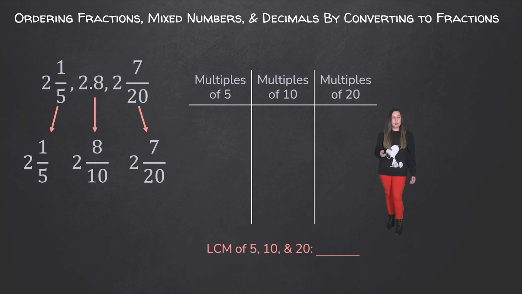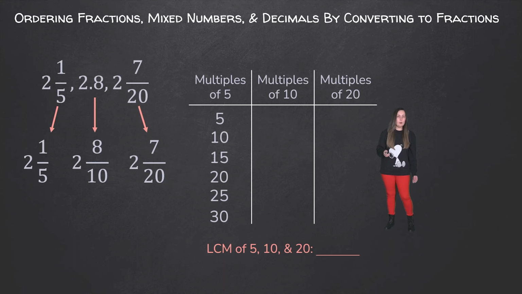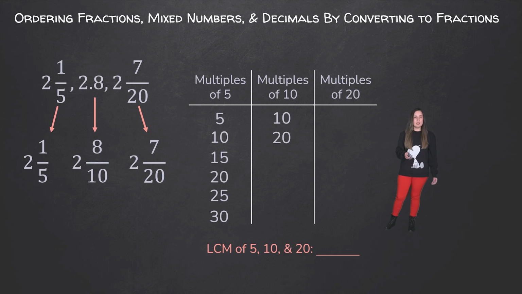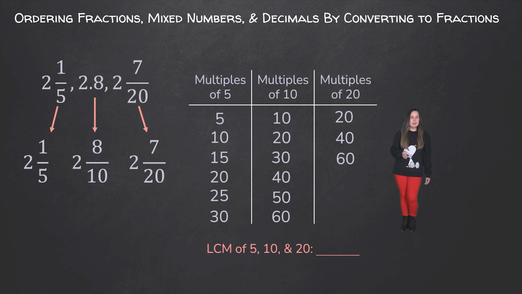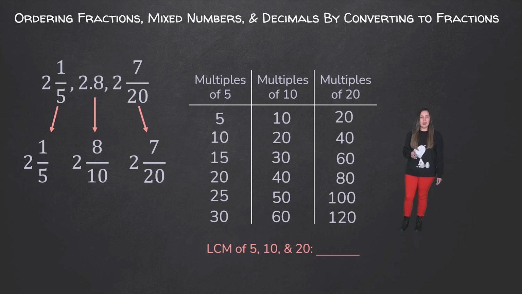So we're going to find our multiples of 5, 10, and 20. Our multiples of 5 are 5, 10, 15, 20, 25, 30, and so forth. Our multiples of 10 are 10, 20, 30, 40, 50, 60, and so forth. Our multiples of 20 are 20, 40, 60, 80, 100, 120, and so forth.